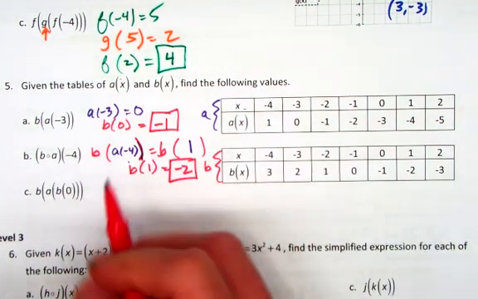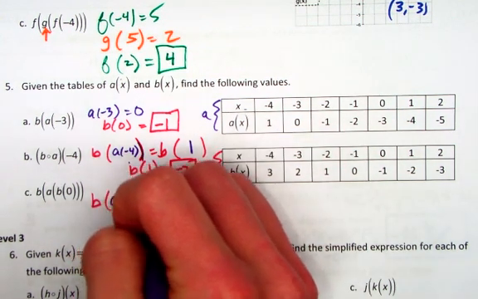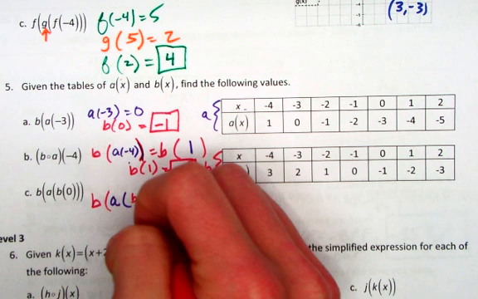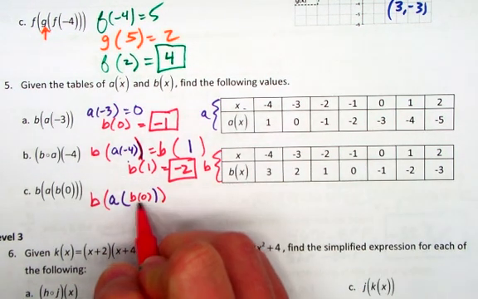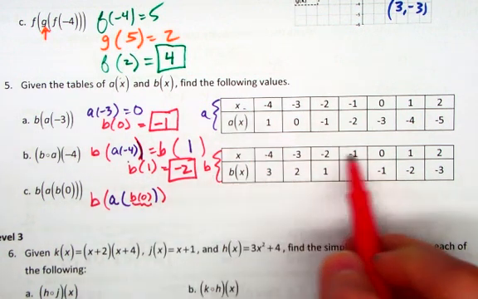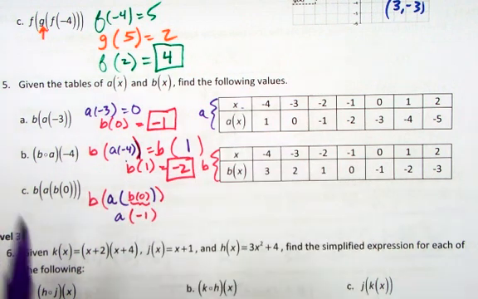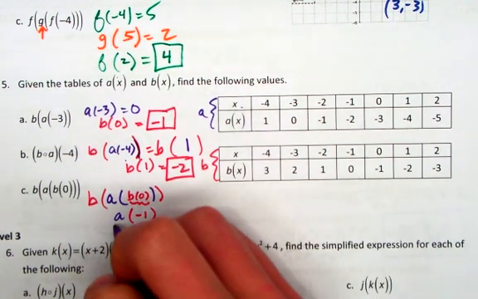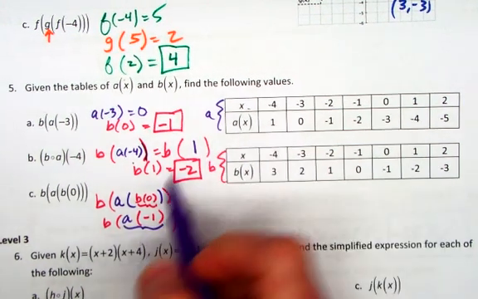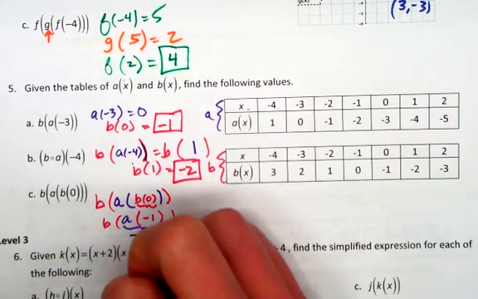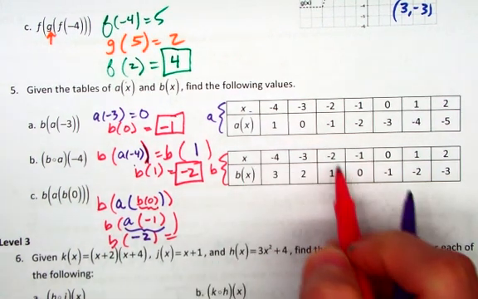And then for the last one, it's b of a of b of 0. So b of 0, come over to b, find 0, that's negative 1. So this is really a of negative 1. And a of negative 1, don't forget this is a, is negative 2. So I'm really finding b of negative 2, and b of negative 2 is positive 1.